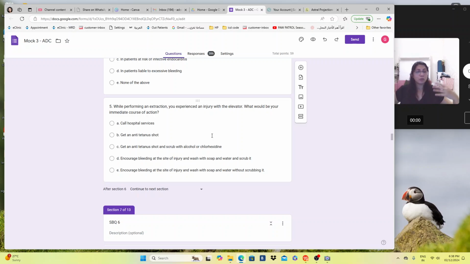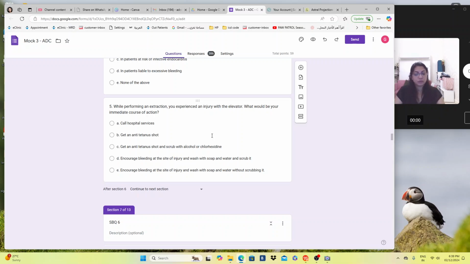But in case you were to injure yourself, what would you do? That's the question. Options: call hospital services, get an anti-tetanus shot, and scrub with alcohol or chlorhexidine; encourage bleeding at the site of injury and wash with soap and water and scrub it; encourage bleeding at the site of the injury and wash with soap and water without scrubbing it. Option E is correct. You don't scrub.